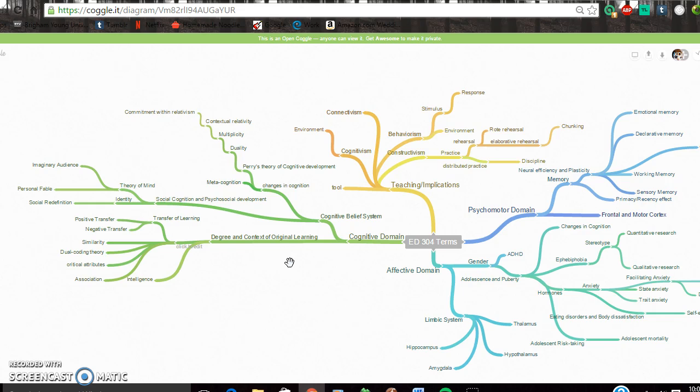So yeah, the next stage is the contextual relativity, where everything is relative, and they're kind of thinking and trying to figure out where they stand. And then the next stage would be the commitment to relativism, where they are making decisions based on what they think is morally right, in the context of what they think. And so they're making their own decisions, they're standing up for what they believe, and they're just being more individual. So yeah. Let's skip down to the degree and context of original learning.